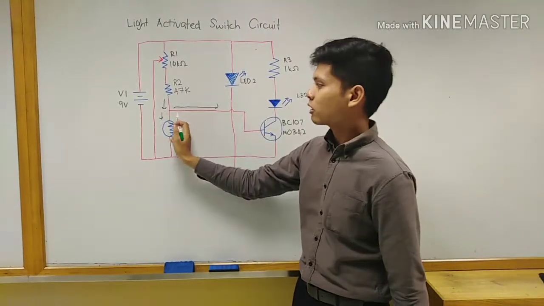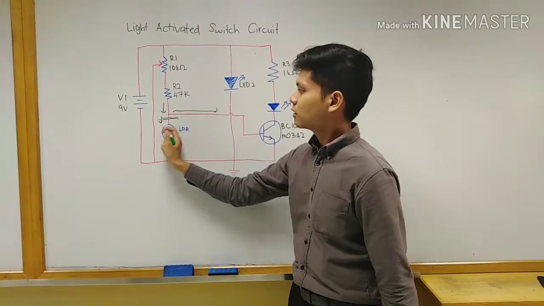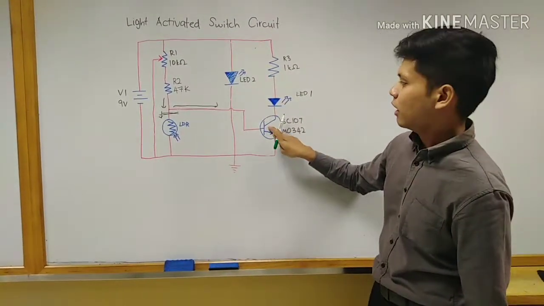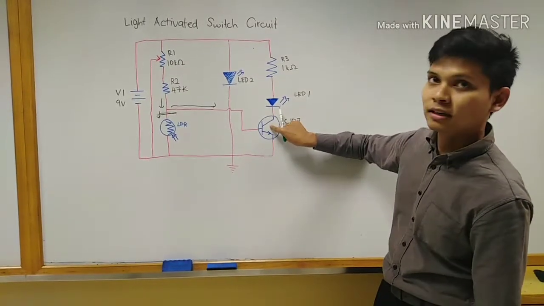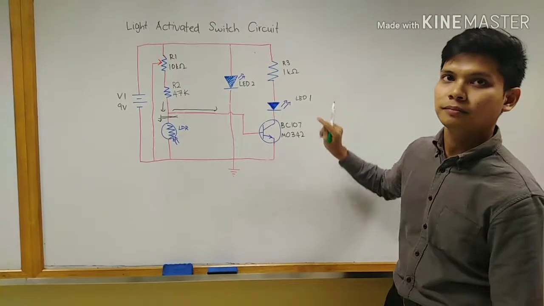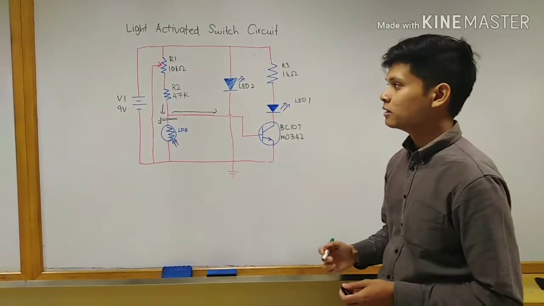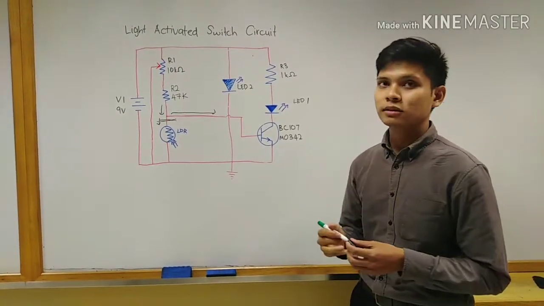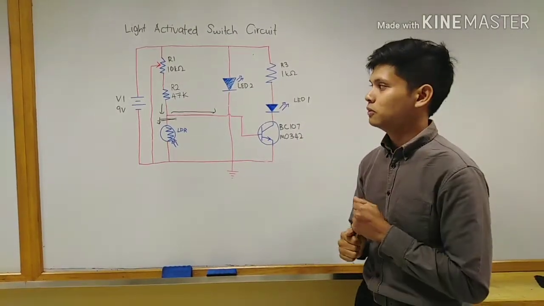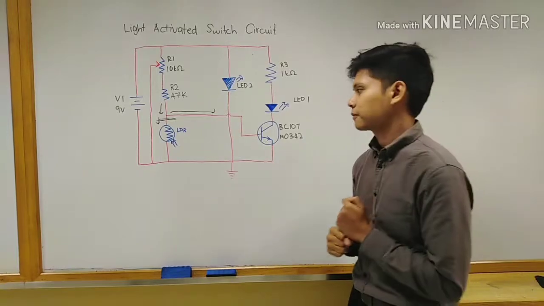Imagine this is blocked like an open circuit. So the only path is through here and then through the base. Hence, it will activate the transistor and the LED will light up during the night. That is basically the main concept of our project. Thank you, that's all.